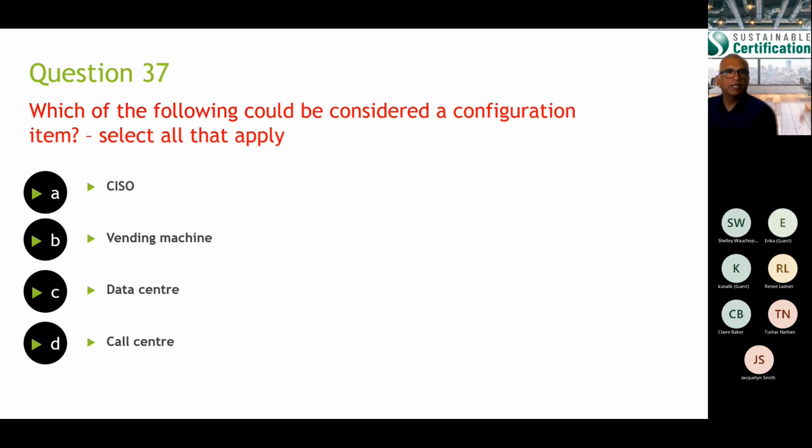Then which of the following could be considered a configuration item? Size of vending machine, data center, call center. This is a bit tricky, this one again. See, a data center can be considered as a configuration item when doing configuration management.